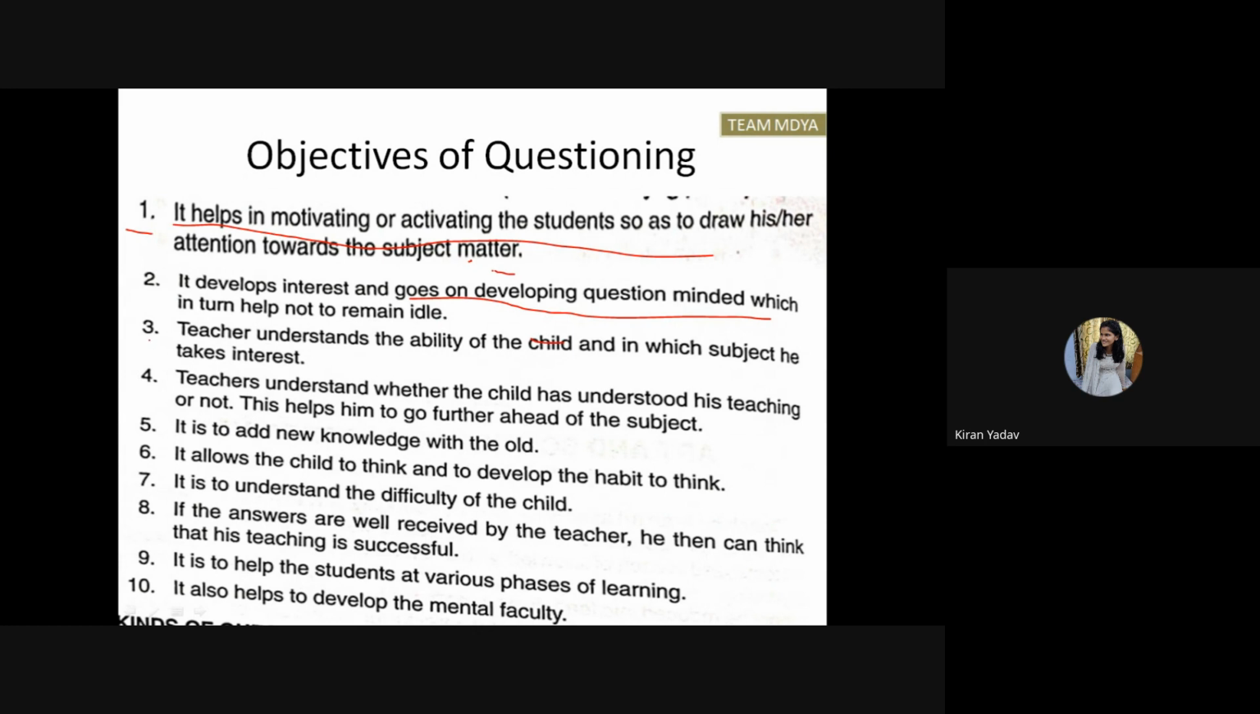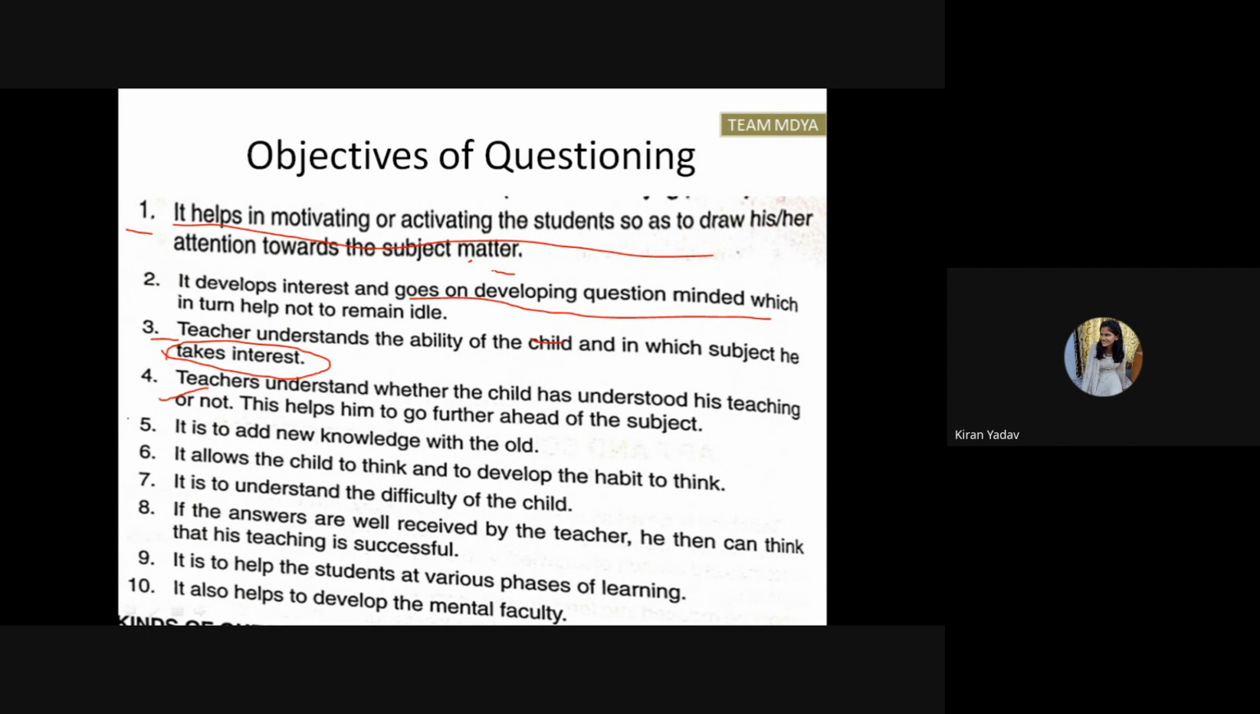Next is, the teacher understands the ability of the child and the subject in which he takes interest. So yes, the teacher comes to know the subject in which the student takes interest. Fourth point, the teacher understands whether the child has understood his teaching or not. This helps him to go further ahead in the subject.